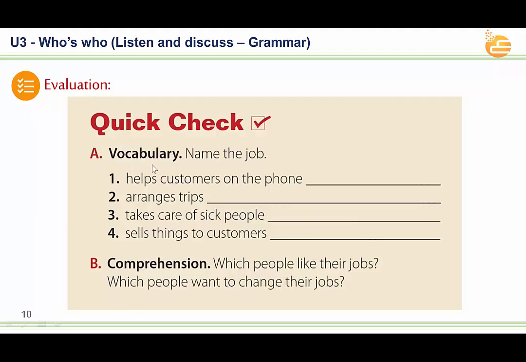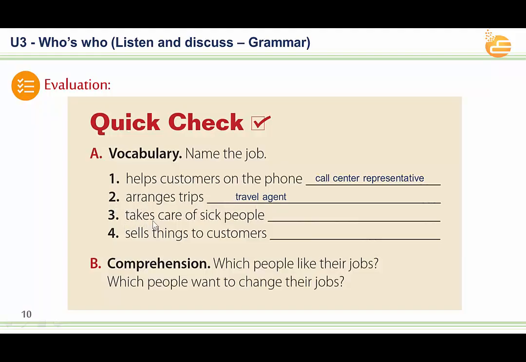Quick check. A, vocabulary. Name the job. Okay, so I want you to give me the name of the job. Let's see. Number 1, helps customers on the phone. What is the name of the job where the man is helping customers on the phone? What do you think? Call center representative. Very nice. Excellent. Number 2, arranges trips. What do we call the person that arranges trips? What do you think? Travel agent. Very nice. Excellent.